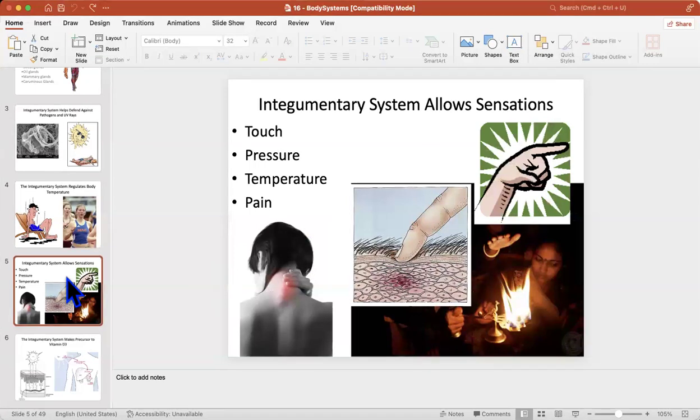Also, your integumentary system, your skin, is a big sensory organ. You have a lot of sensors on your skin. They feel touch, pressure, and temperature. Also, you have two different temperature sensors, cold and warm, and the pain sensor. So your skin also interacts with body sensation.